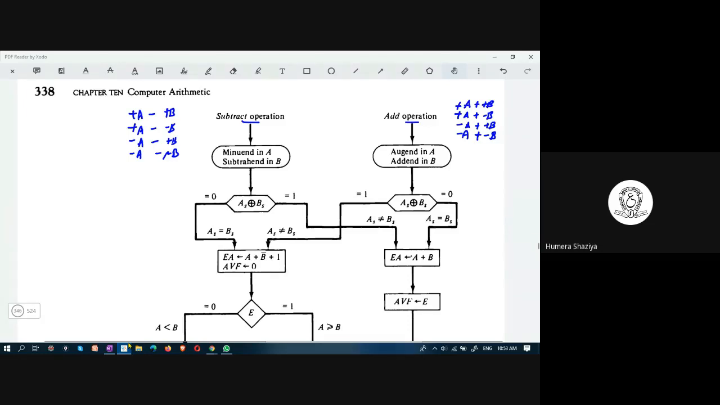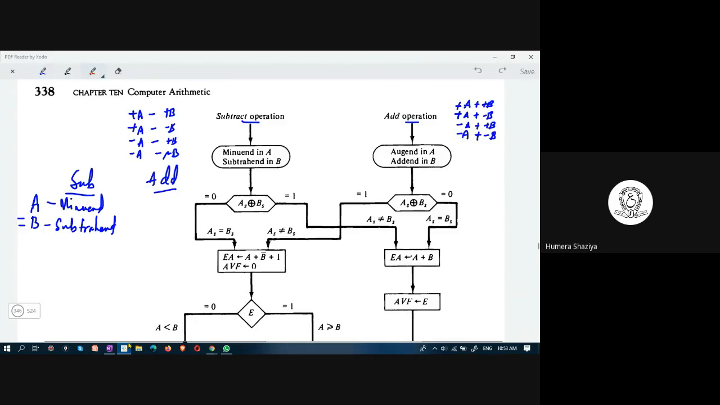Minuend is stored in A, subtrahend is stored in B. Augend is stored in A, addend is stored in B. If you say A minus B, there is a terminology used wherein A is said to be the minuend and B is said to be the subtrahend, when there is a subtraction operation. When there is an addition operation, this is A plus B.